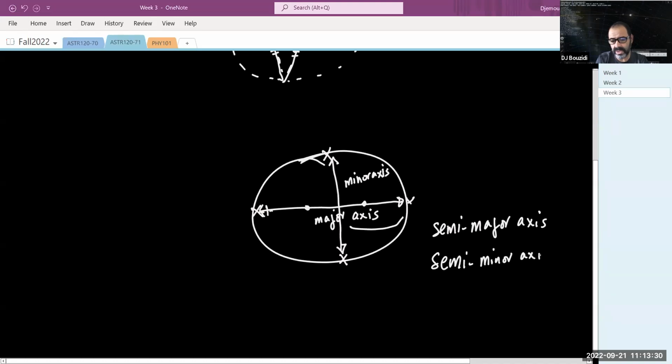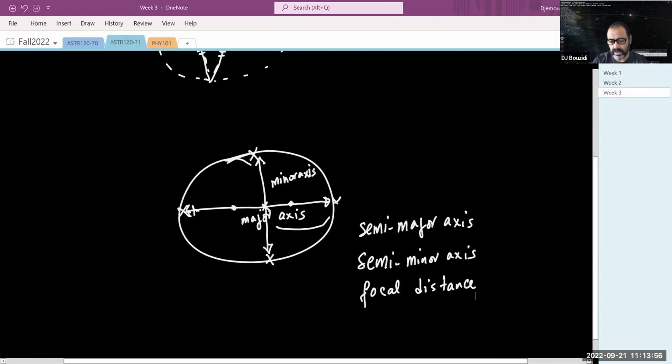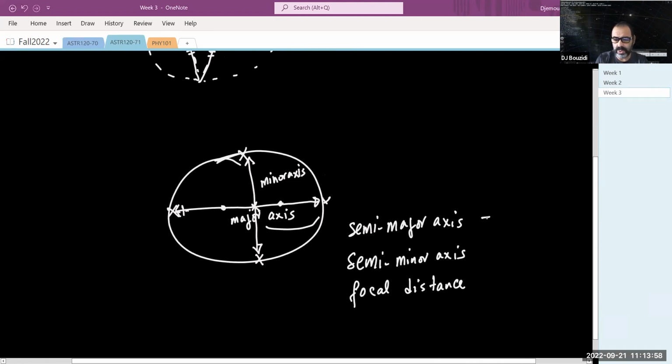And half of the minor axis is called the semi-minor axis. I mean, this is hopefully self-explanatory. The distance between the center of symmetry, in this case this point where the two axes meet, and this point is where the focal distance is. Okay, so the focal distance is the distance of a given point. It is the same, by symmetry, for this one or the other one. Okay, the letters that you will see everywhere you look at this, and it's in the book too: this is usually the letter A. This is usually the letter B. And this is usually the letter C.